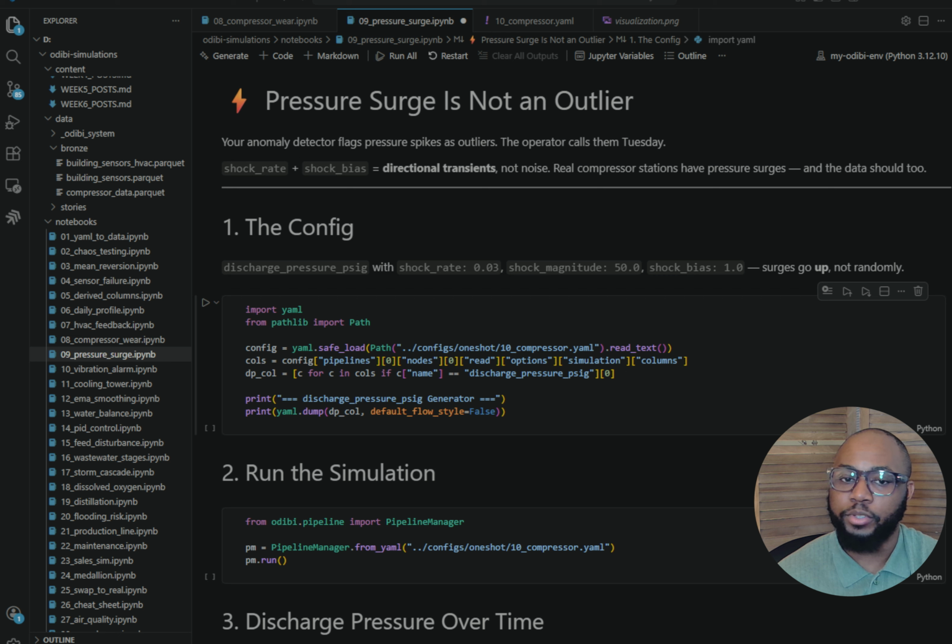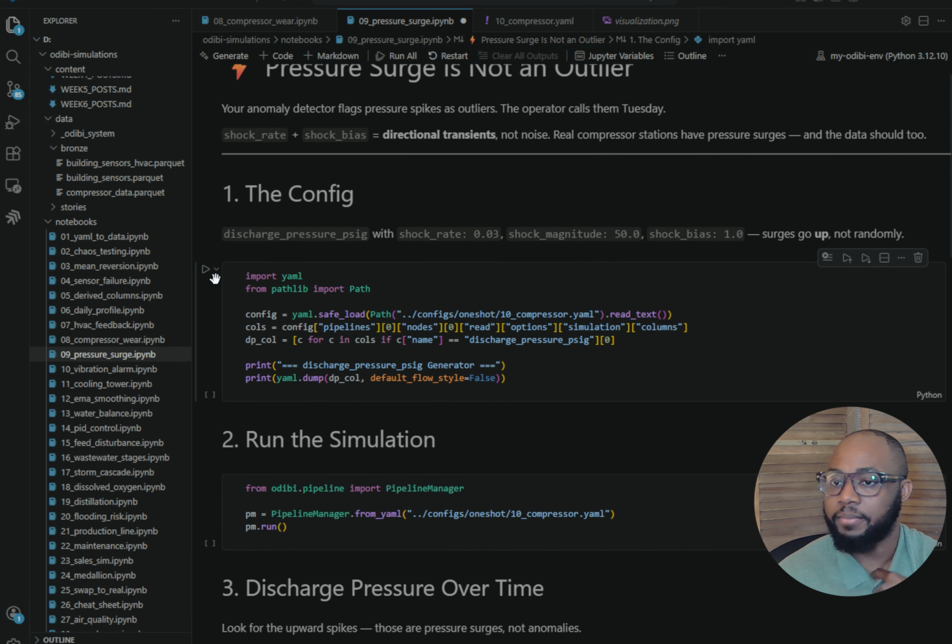But if your training data was smooth, if your synthetic data did not include transients, your model never learned the difference. Today, I'll show you how to put real pressure surges into simulated data. Okay?